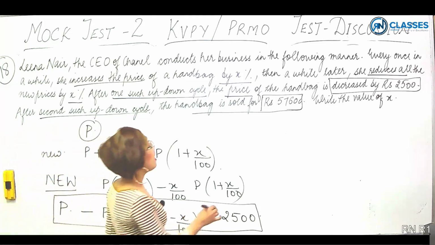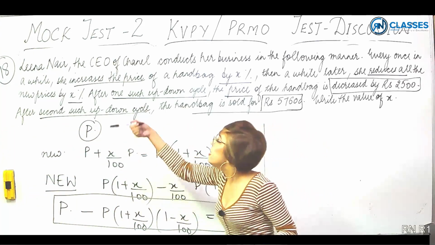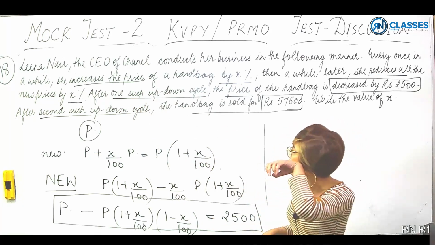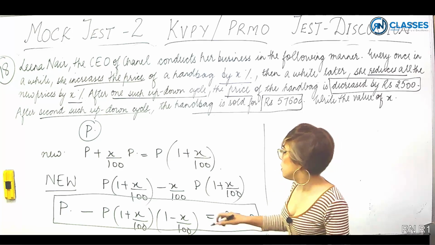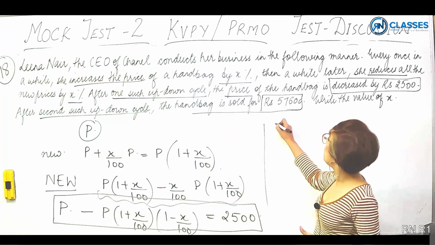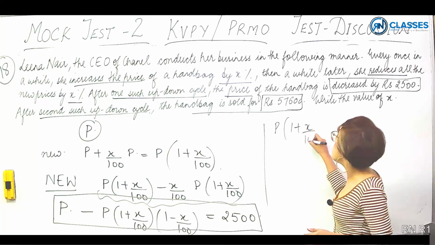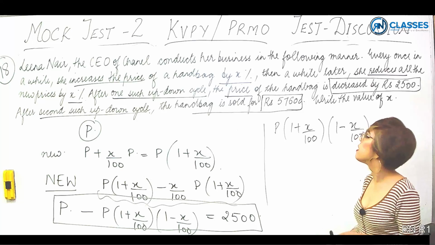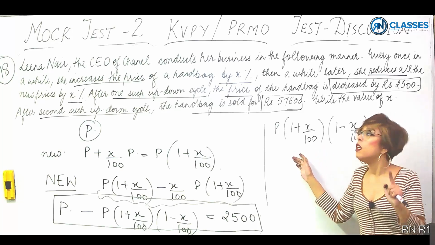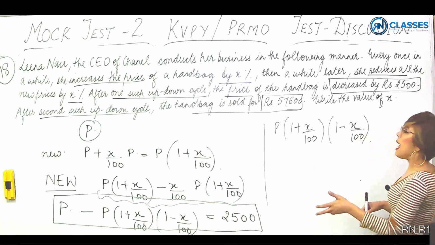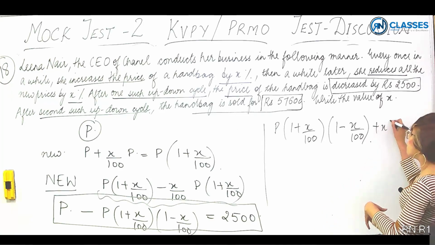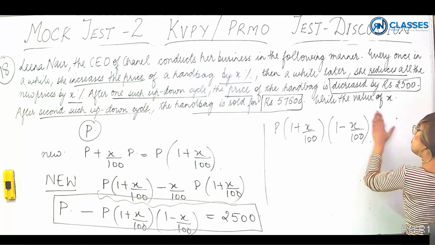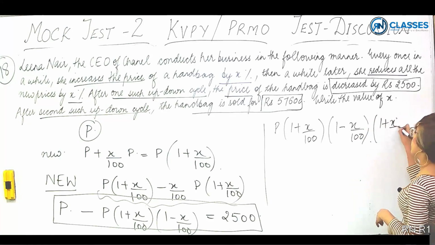Now he says after the second such up-down cycle. So what happened? After the first up-down cycle, my price was P into 1 plus X by 100 into 1 minus X by 100. Remember, because we took that common out. This happens after one such cycle. Now what will happen? X% increase. So plus X% of this. As you can see, the same thing will come again. Basically, you will multiply by 1 plus X by 100. Do it yourself.